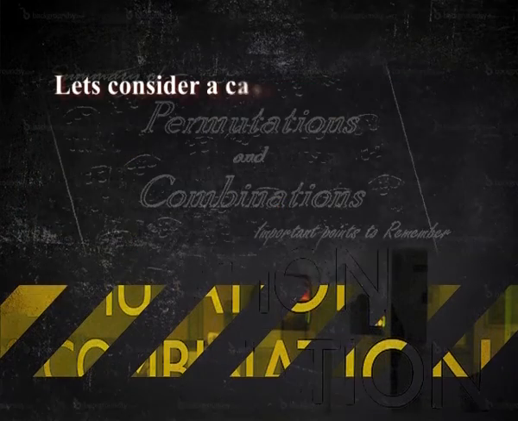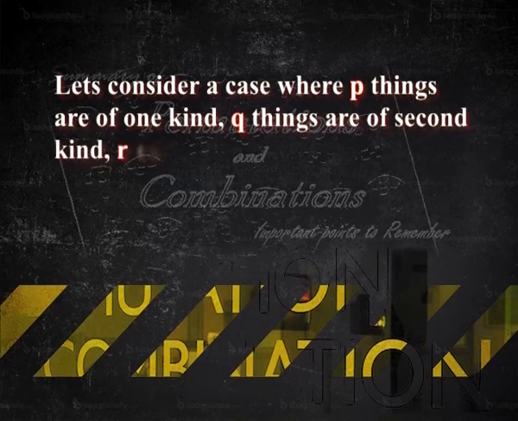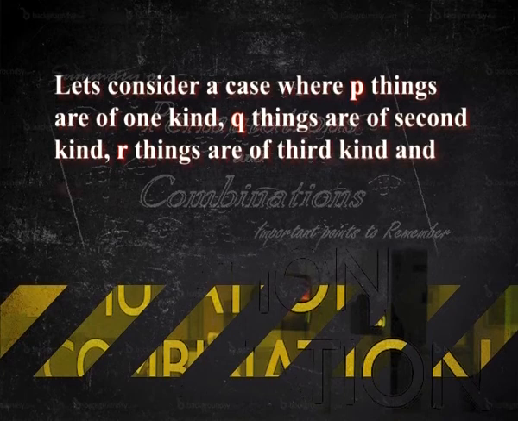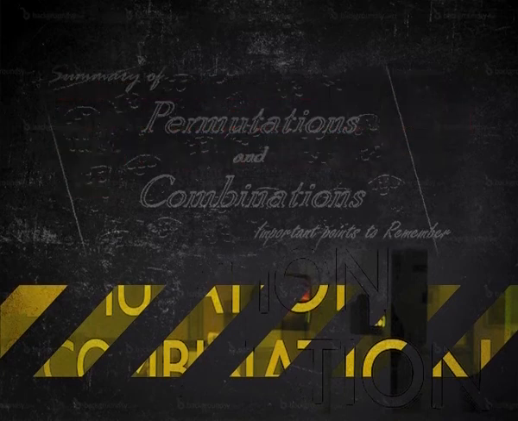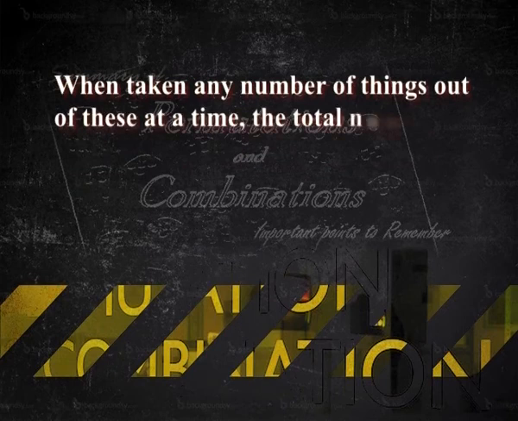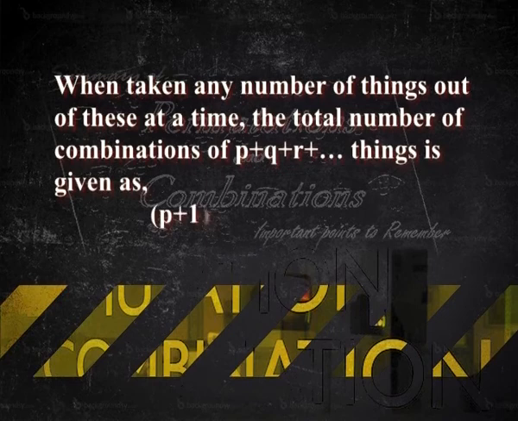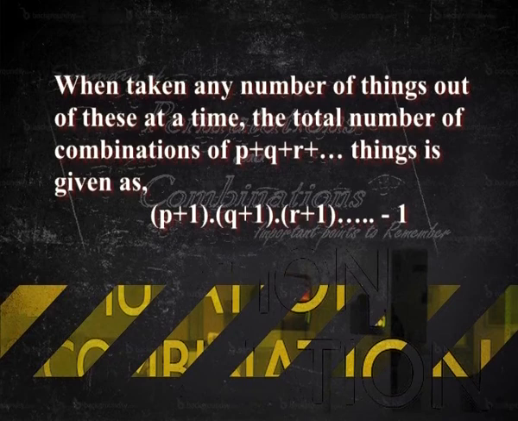Let's consider a case where p things are of one kind, q things are of second kind, r things are of third kind, and so on. When taking any number of things out of these at a time, the total number of combinations of p plus q plus r plus so on things is given as p plus 1 into q plus 1 into r plus 1, and so on, minus 1.